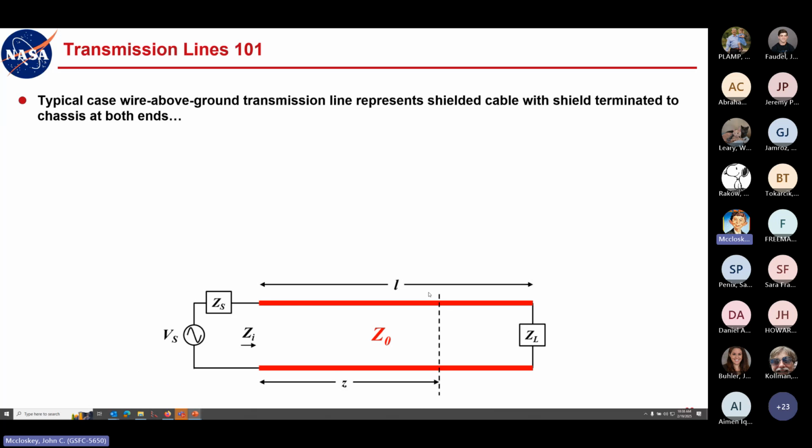So a typical case of a wire above ground transmission line represents a shielded cable with a shield terminated to chassis at both ends. Now we're also dealing with unshielded power cables, but when they're terminated in that capacitor network at high frequencies, the capacitors will also basically look like a shorted termination. So I think this discussion still holds. But when you're talking about a shield terminated to chassis, it's a short circuit, right? So basically your source and your load impedances will look like short circuits, or very close to it.